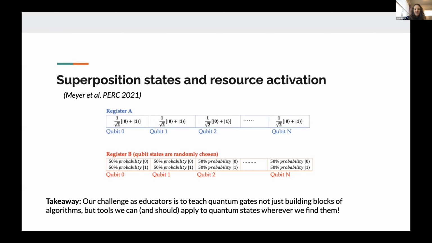So our challenge as educators can often be that quantum gates are a tool that the whole quantum workforce uses, not just for constructing algorithms, but for conceptualizing what quantum states actually are. And we can model this as reminding students to, we talk about resource activation in education research a lot, which is that students might have knowledge, but not bring it to the forefront of their minds. That's very important for ideas like gates, that students may know, but not necessarily be able to apply to unfamiliar problems.